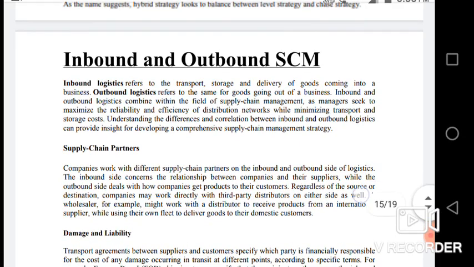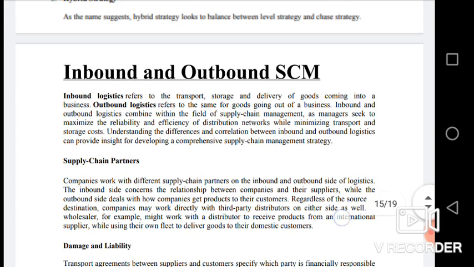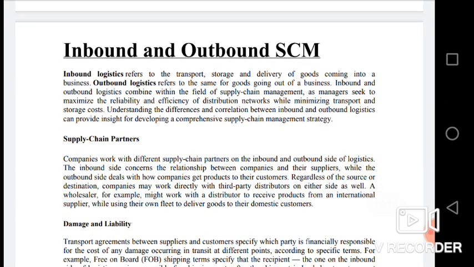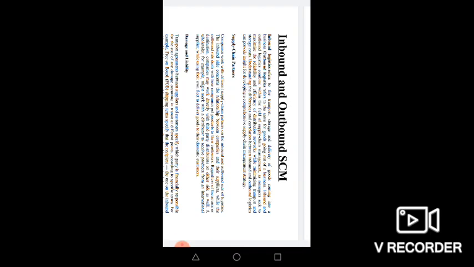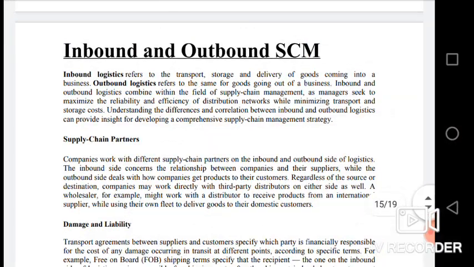Hello students. Now the next topic is inbound and outbound SCM, that is inbound and outbound supply chain management. Inbound means whatever is coming to our organization, outbound means whatever is going from our organization. That means the external part is the outbound and the internal part is the inbound.